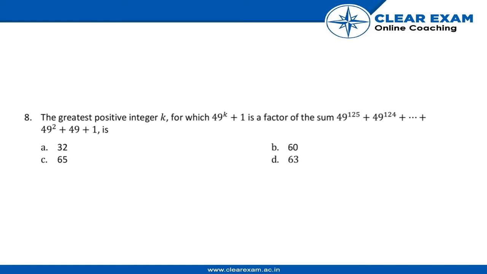Hey guys, now we are going to solve question number 8. Let's see what the question says. The greatest positive integer k for which 49 raised to power k plus 1 is a factor of the sum 49 raised to power 125 plus 49 raised to power 124 up to 49 raised to power 2 plus 49 plus 1 is. Let's solve this question.